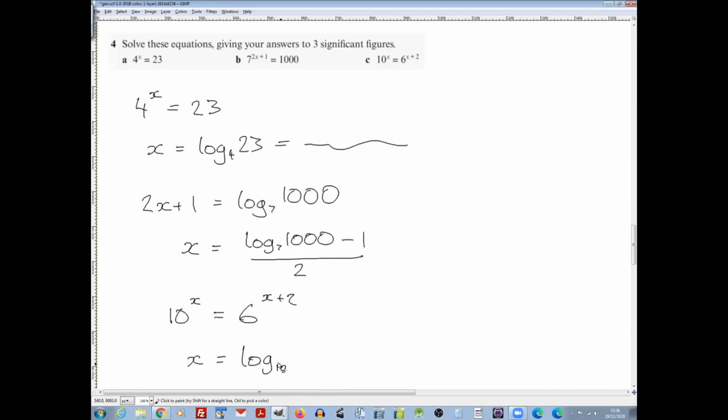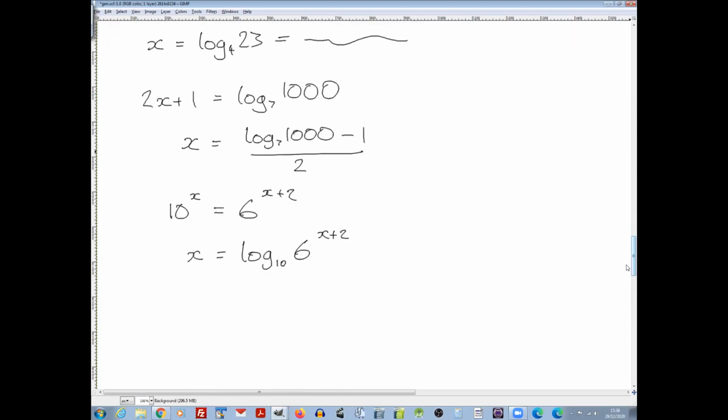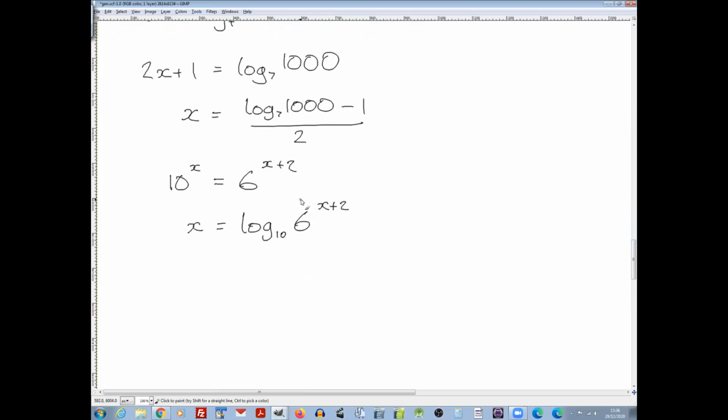And you were beginning to put it this way. You were saying x equals log, and then you said 10 to the, but you meant log to base 10 of 6 to the x plus 2, to that power. And now we would be very well advised to do what you were trying to tell me, weren't you? Yeah, take the x plus 2 to there. So it equals x plus 2.